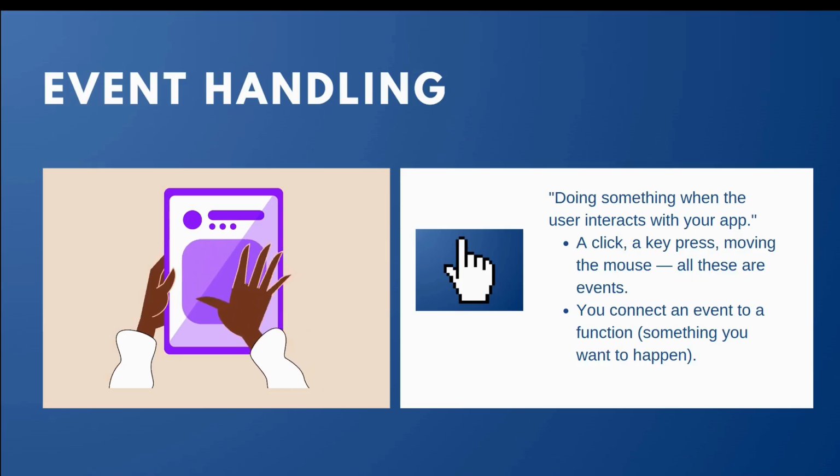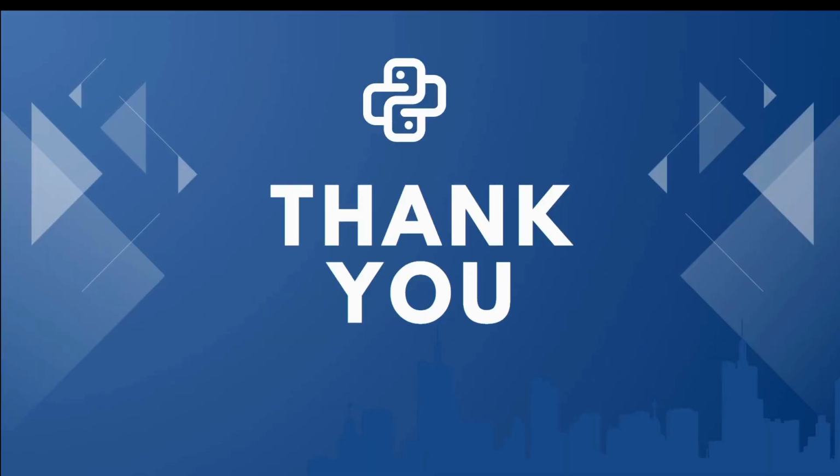The third concept that comes with Tkinter is event handling. So doing something when the user interacts with your app is done through event handling. A click, a key press, moving the mouse, all these are called events. You connect an event to a function. For example, when the user clicks on a button, you can attach an action with the function name, and whatever action you need to define will be added into the function. Now let's understand the same thing with the demo as discussed.